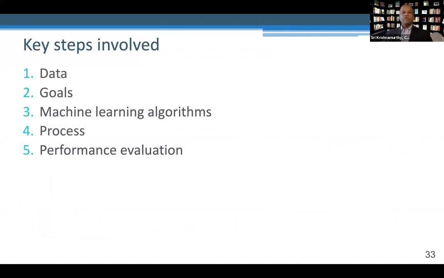I'll talk about how you set up the goals. What are you intending to do? What are the different machine learning algorithms out there? How do you think about the whole process of building out a machine learning algorithm? And then what does it actually mean to evaluate an algorithm?